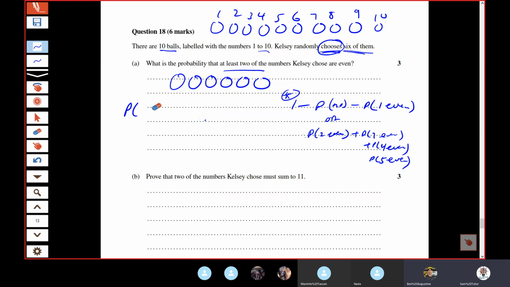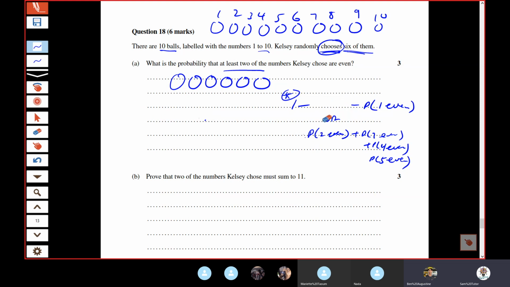What is the probability that at least two of the numbers Kelsey chose are even? She randomly chooses 6 of them. If you're going to choose 6 of them, that means you're probably not replacing. So you're not going to get a case where there is no evens. There's at least going to be one.